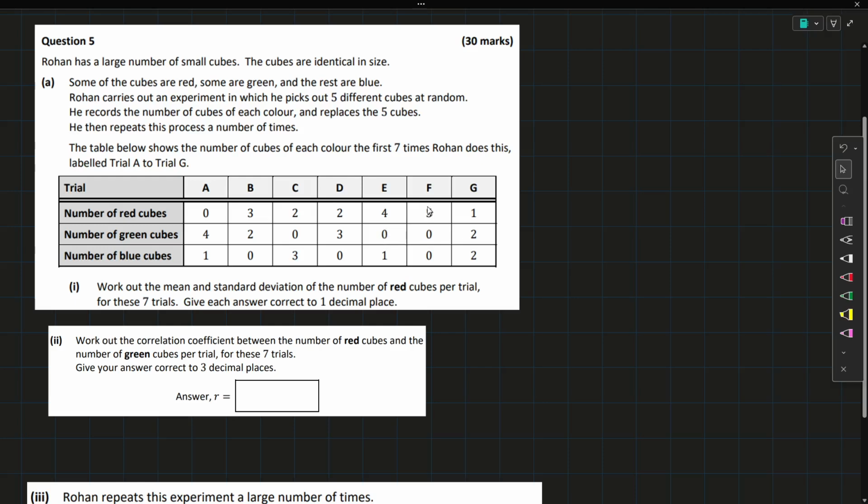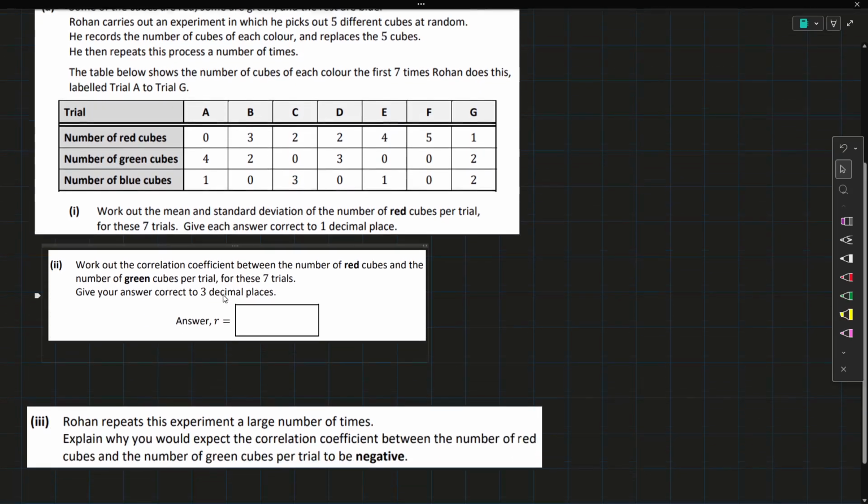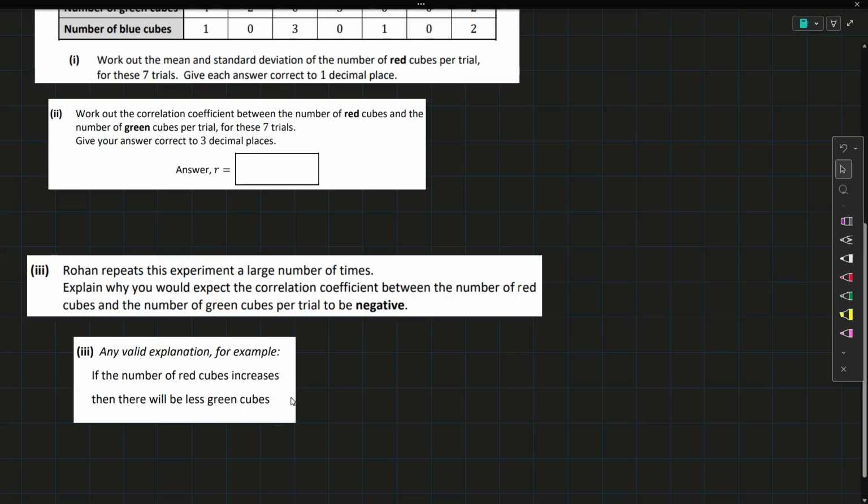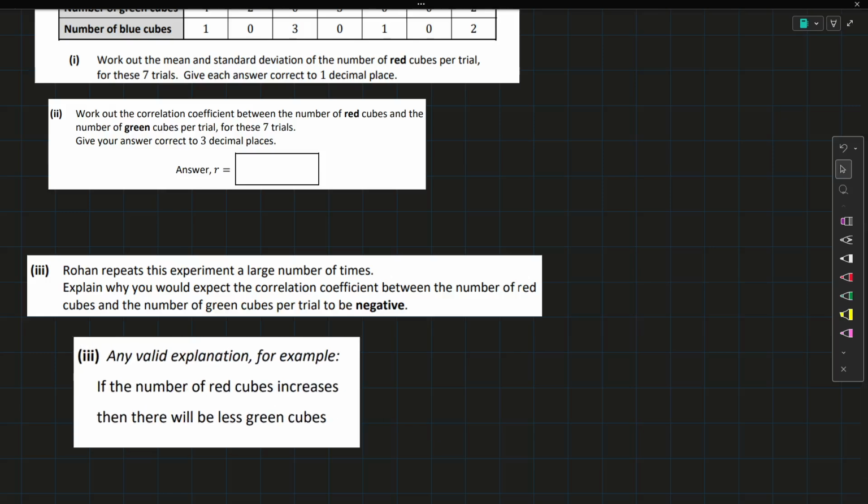And in this case, it's 0. If I take out 5 red cubes, well then that's the total number I take out. That's going to be 0. So basically, if we take out more red cubes, that means we can't take out as many green cubes, because we have to take out 5 in total. So that's the reason why they're negatively correlated. There's the answer from the marking scheme. It's essentially what I just said there.